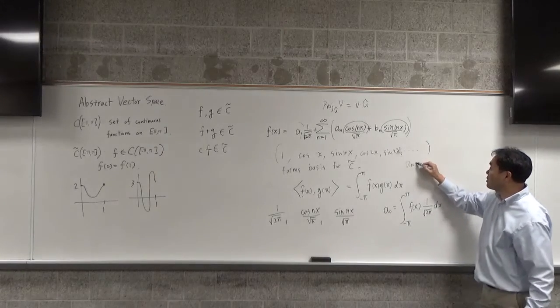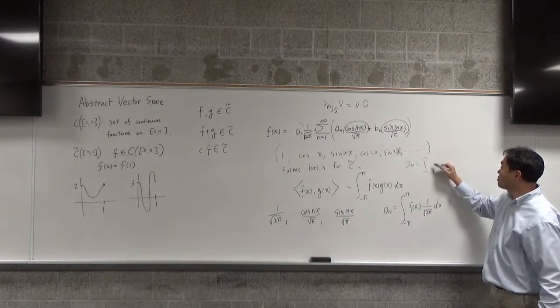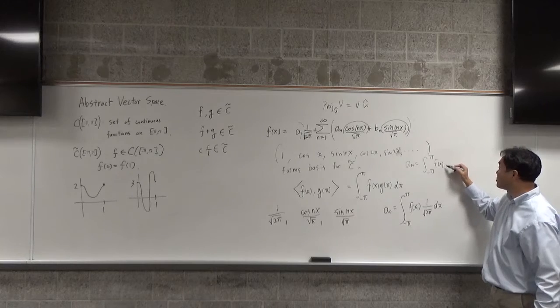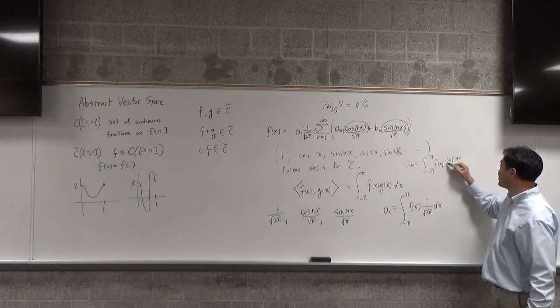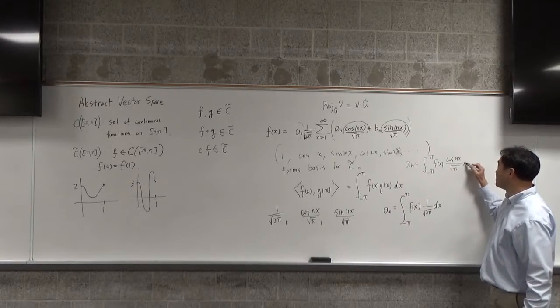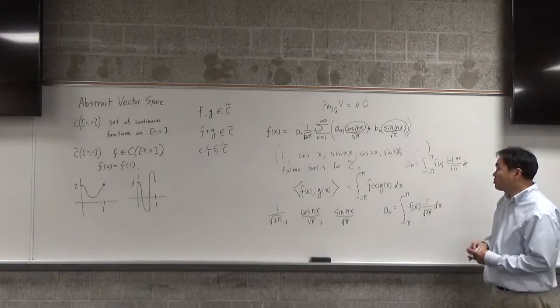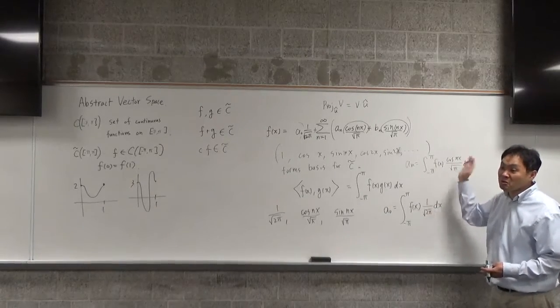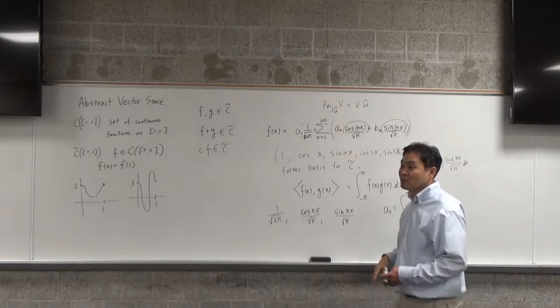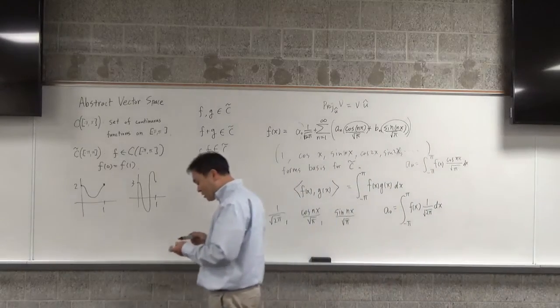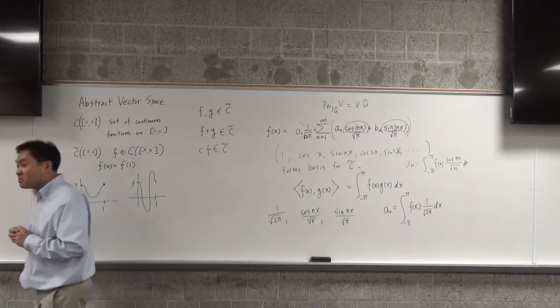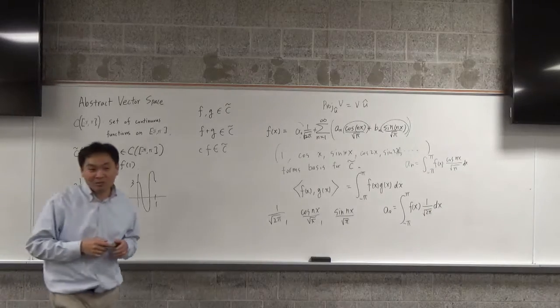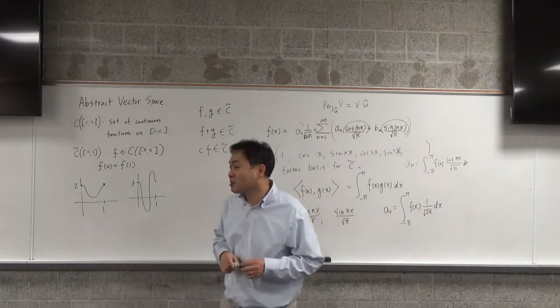And an would be what? From negative pi to pi of f of x times cosine nx divided by square root of pi dx. If you do that, you basically recover all the formulas of the Fourier series. So you actually see that what we learned as the Fourier series in differential equations is really linear algebra.